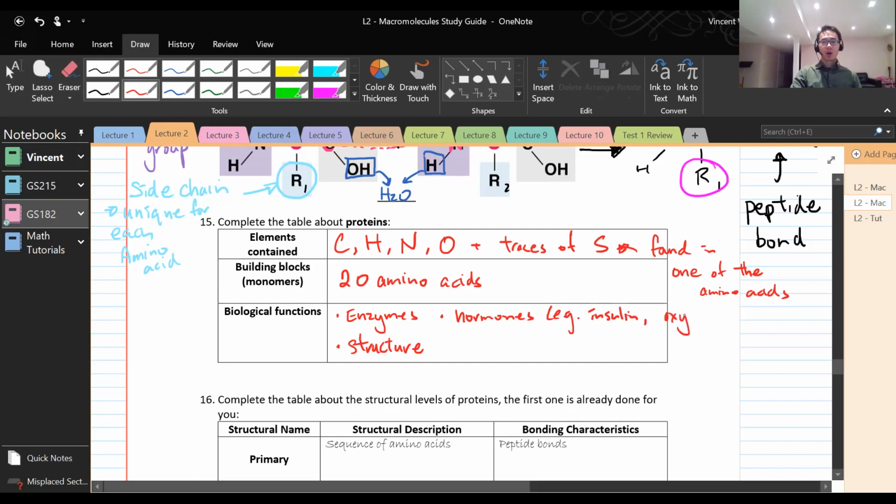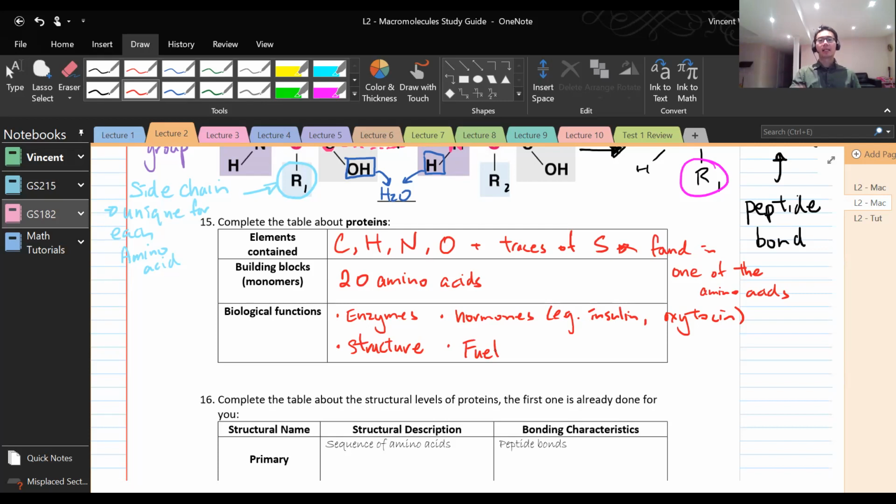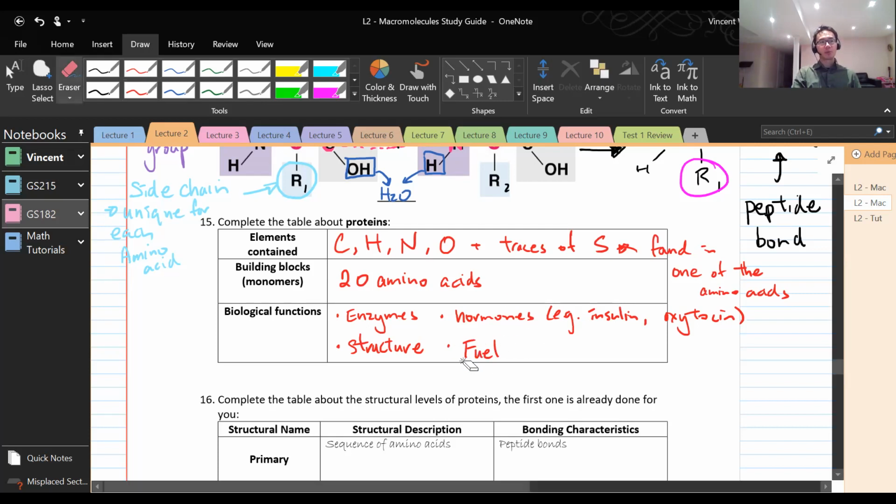You might have heard of oxytocin. That's the one that helps in labor, right? Push the baby out. And in very, very extreme cases, if you're starving, fasting for a very long time, you will burn your fat reserve, and then you will also start to burn your protein reserve. Okay, so these are the main biological functions.